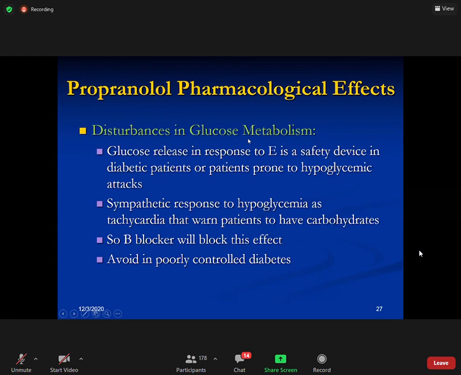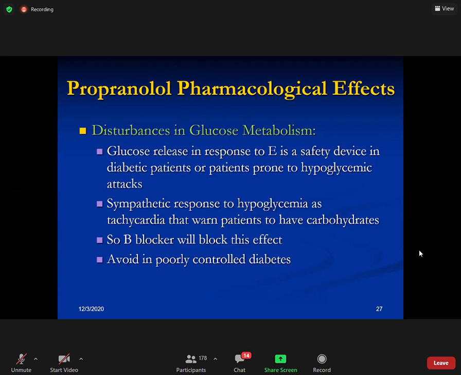Now, disturbances in glucose metabolism. Do you know that glucose is released in response to epinephrine? Usually this is a safety device in diabetics. If you have a diabetic patient or a patient prone to hypoglycemic attack, how will they know that they are going into an attack? Do you know what they will feel? Shaking, and what else? Increasing heart rate.